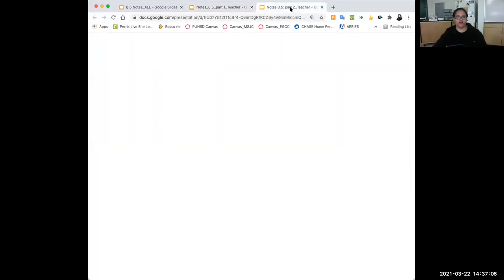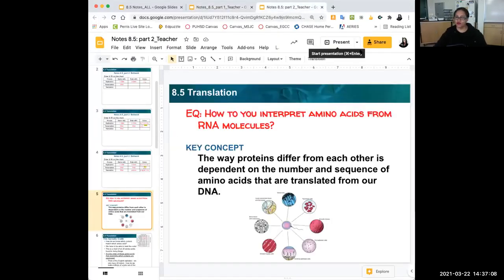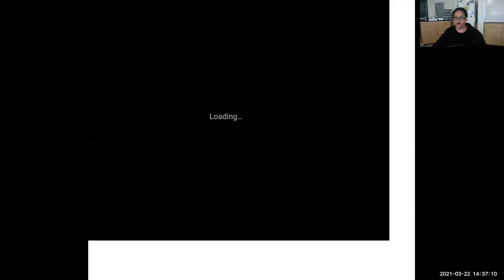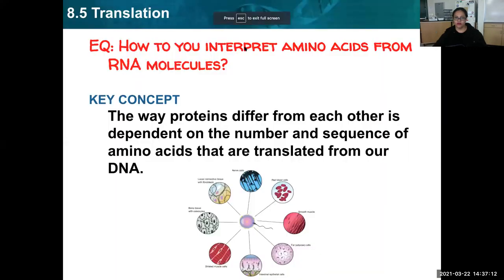So now we're moving on. Part 2 is about the genetic code. So the question is, how do you interpret amino acids from RNA molecules? How do you know which amino acid goes with what? And the way proteins differ from each other is dependent on the number and sequence of amino acids that are translated from our DNA.